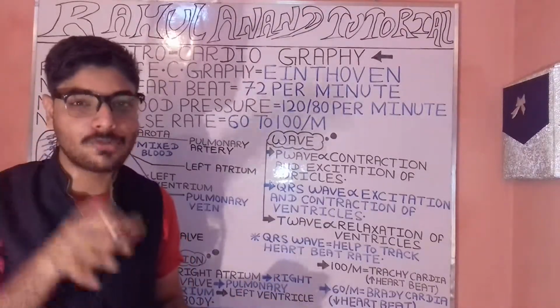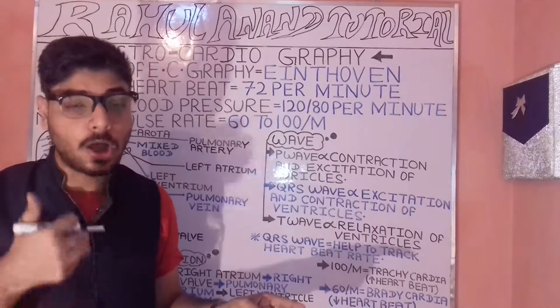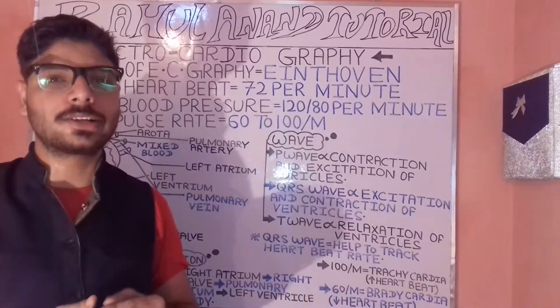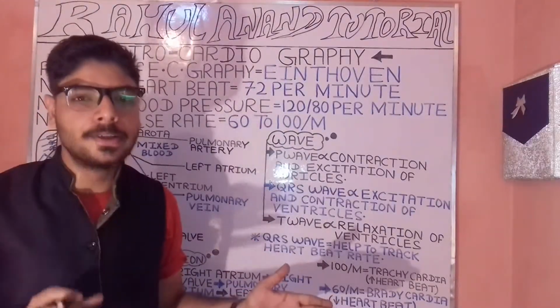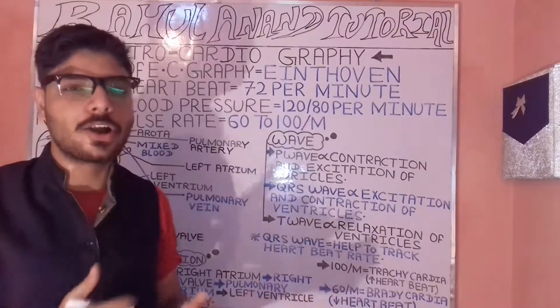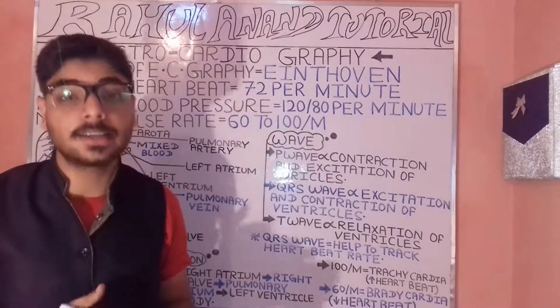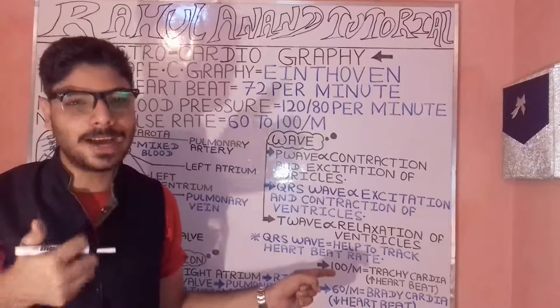After that you have the QRS wave. Let's understand the role of the QRS wave. The QRS wave plays an important role in the excitation and then the contraction of the ventricles.